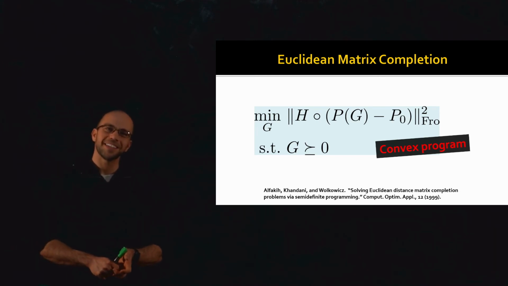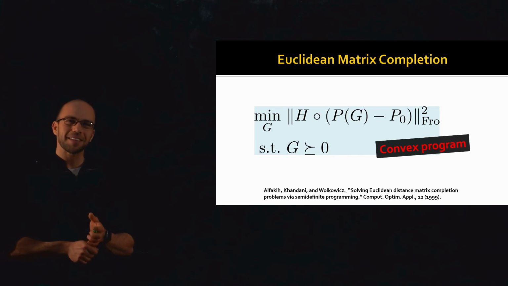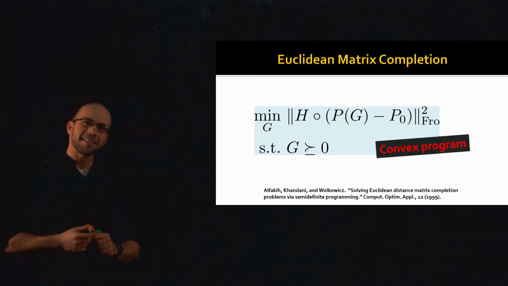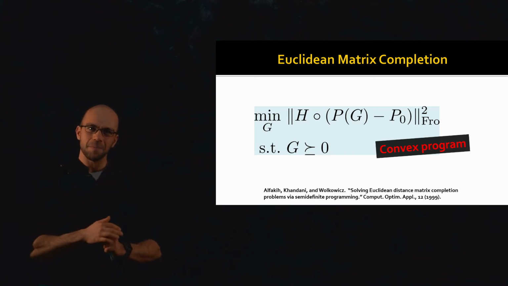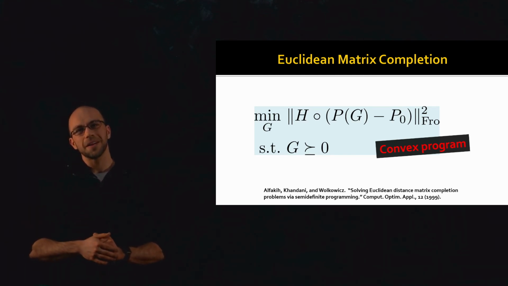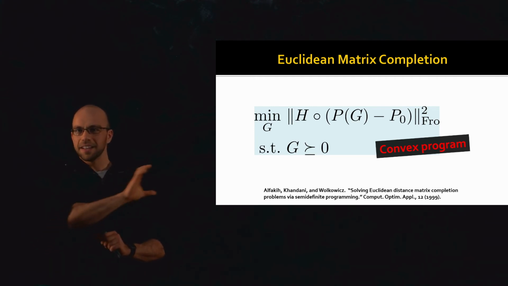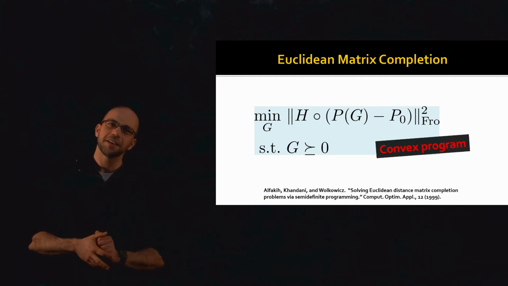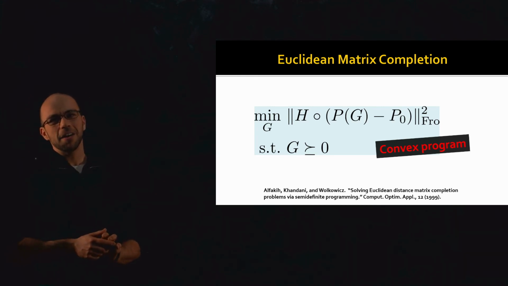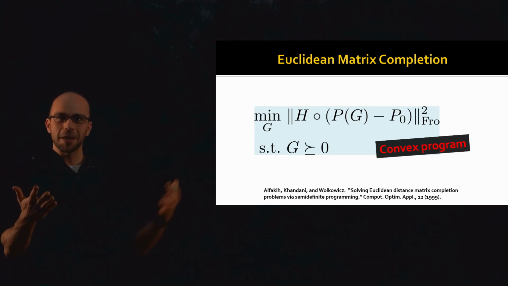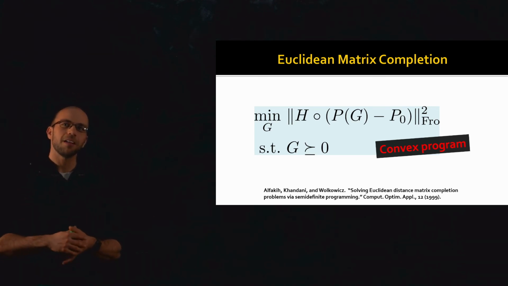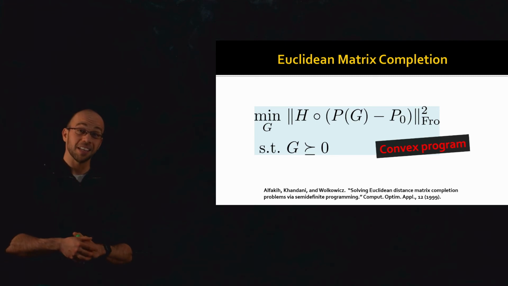This goes back to 1999, and it uses essentially a convex optimization technique. Here H is a matrix of zeros and ones, with a 1 anytime our matrix P naught has a useful distance in it and a 0 otherwise. G is a gram matrix, just like we defined in our previous lecture, but now G is our unknown. And P of G is the mapping from gram matrices to pairwise squared distance matrices. If you recall from our previous lecture, P is actually a linear map.